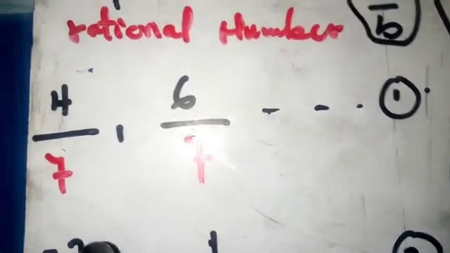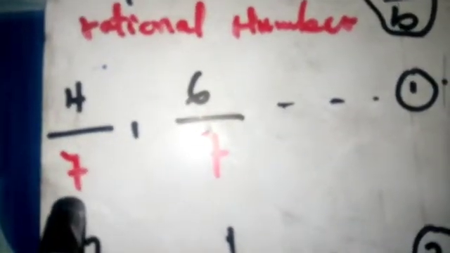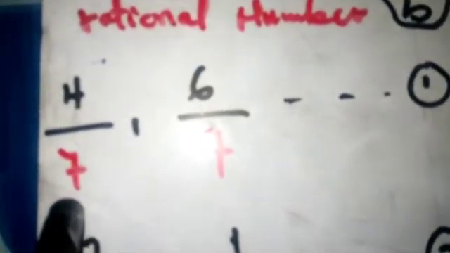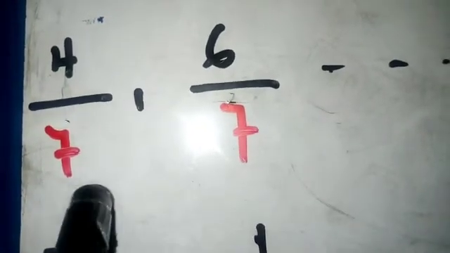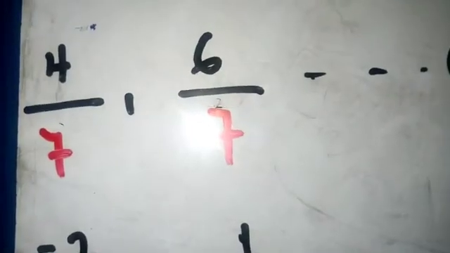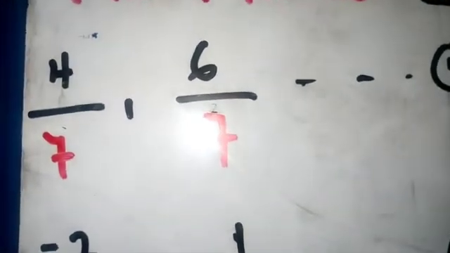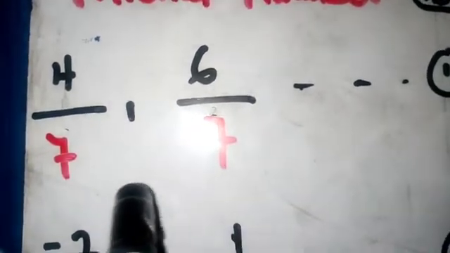You have to make sure that the number is in rational form, and second, that the denominator, the number at the bottom, is the same. Here you consider there are sevens. You have to make sure that the denominators of all the numbers you are comparing are the same. Exactly, perfect. That is what we have here.